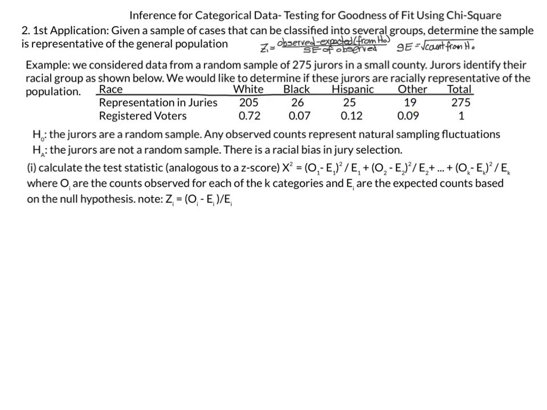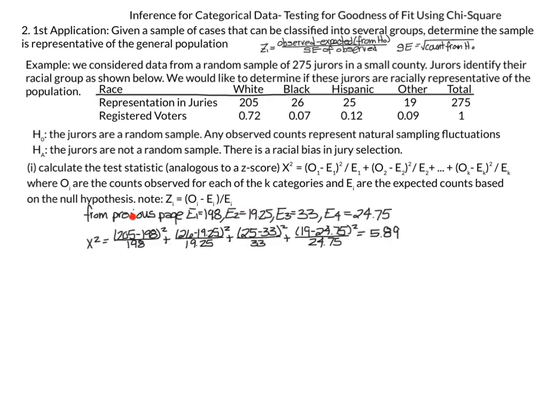And E sub i are the expected counts based on the null hypothesis. Each of these individual terms of our sum is Z sub i, so it's sort of like the Z-score equivalent for each group or category. And this chi-squared combines these Z-scores for each of the categories. So let's take a look.